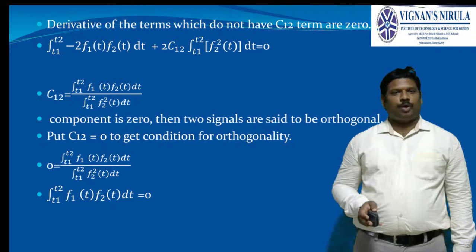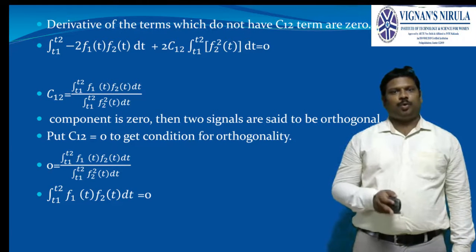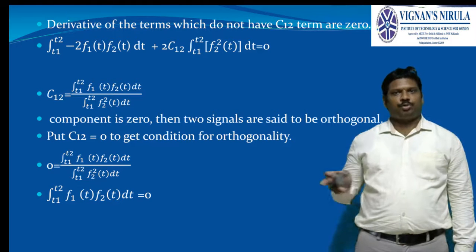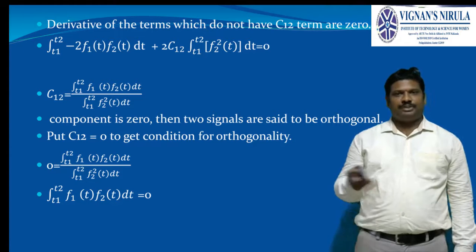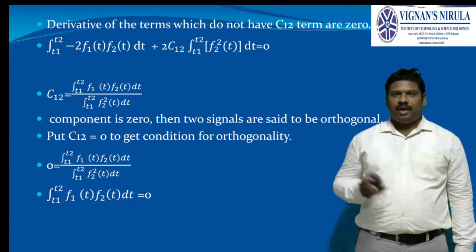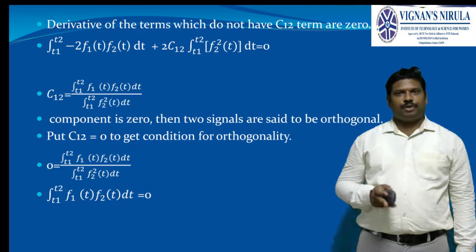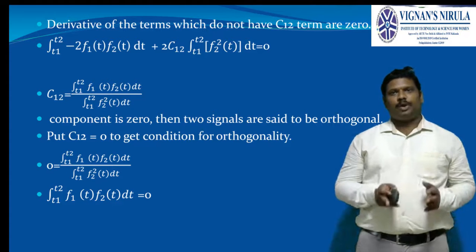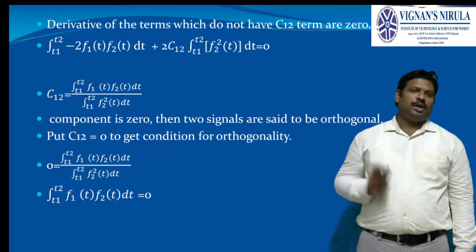Therefore, the next step we'll get is integral of t1 to t2, 2 into f1 of t, f2 of t dt, plus 2 into c12, integral of t1 to t2, f2 square of t dt. This 2 on both sides will get cancelled. While simplifying for c12, we'll get the integral of t1 to t2, f1 of t, f2 of t dt by integral of t1 to t2, f2 square of t dt.